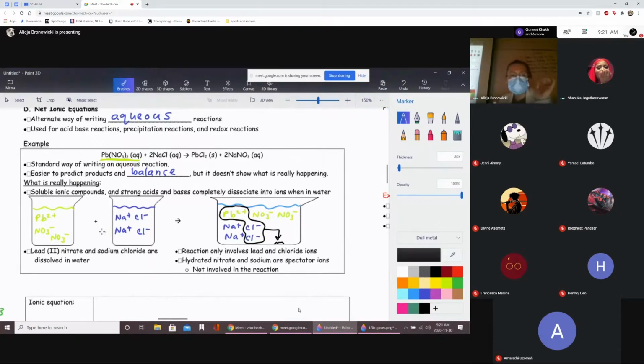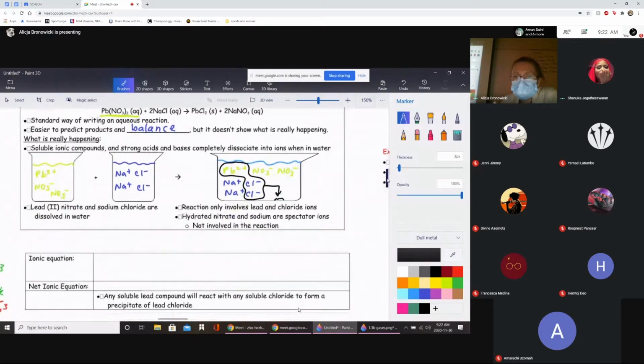So this process that's going on with my ions, how can I write out an equation to show what's going on with my ions, to make it look a little bit more like what's actually happening in that solution?